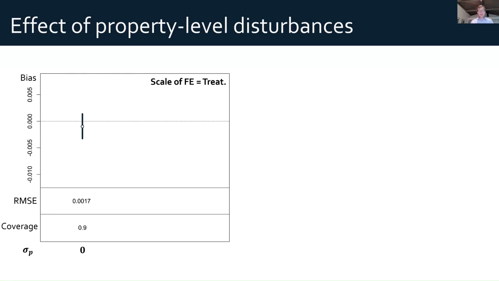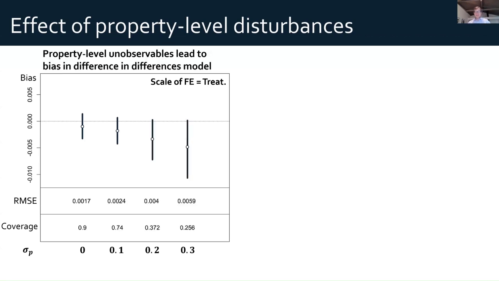So we're going to introduce these unobserved sigma p's, and the larger that number gets, the more property-level disturbances determine deforestation rates within the pixels nested within that property. If I increase that sigma p, all of a sudden we see the difference in differences model with fixed effects at the treatment level start to diverge, get higher bias, and the coverage starts to erode. There are a lot of reasons why this model starts to perform really poorly.